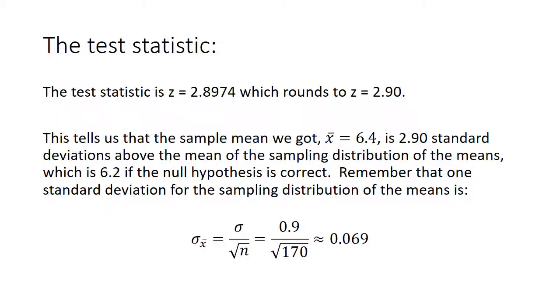Now that doesn't seem like it's that many standard deviations away. Hey, our population standard deviation was 0.9. Remember, central limit theorem says the sampling distribution of the means has a standard deviation that is sigma over the square root of n. We have a huge sample. That means the standard deviation for the sampling distribution is small, 0.069.